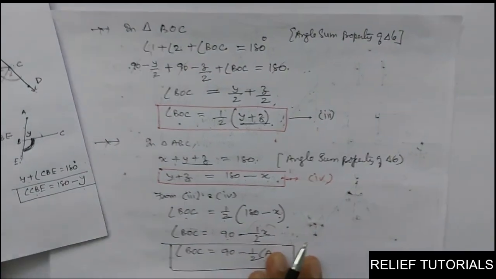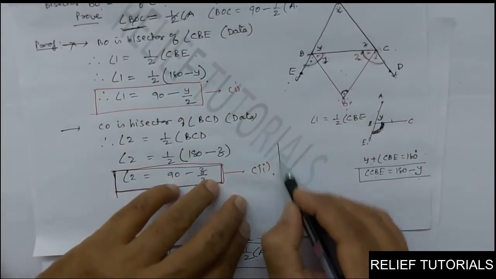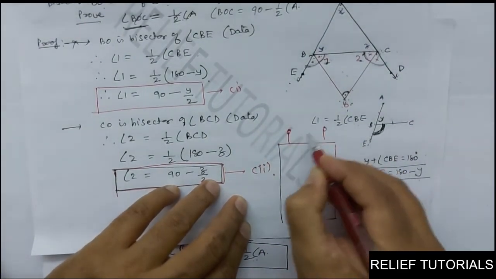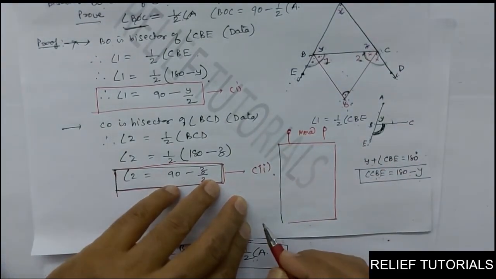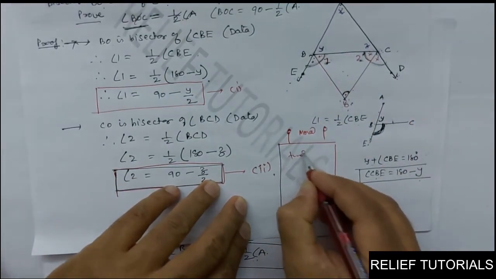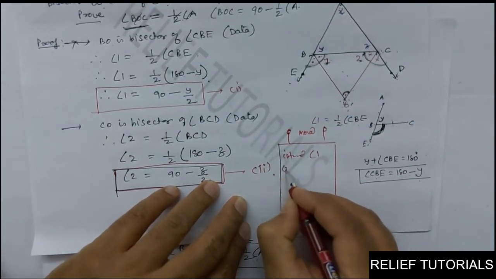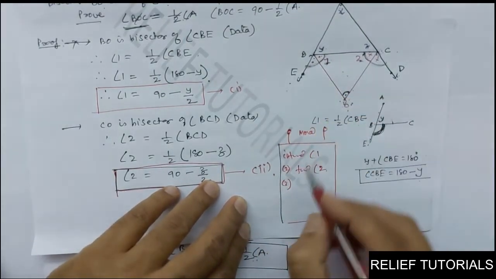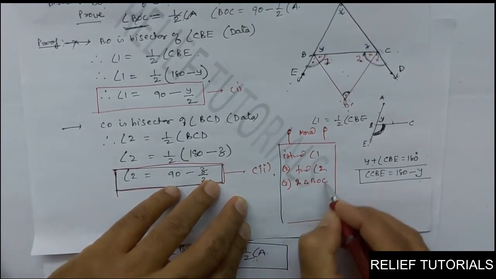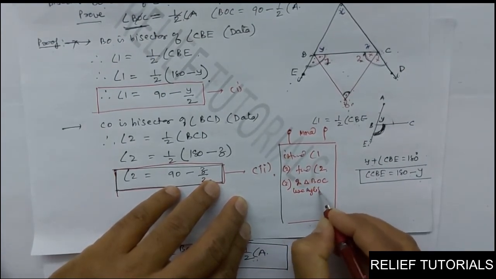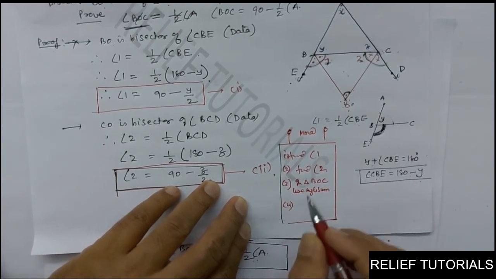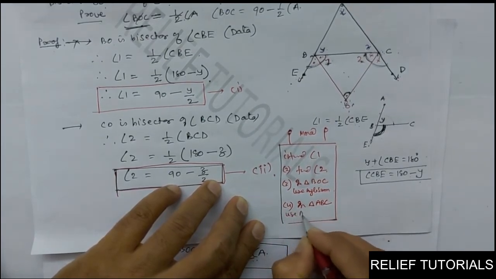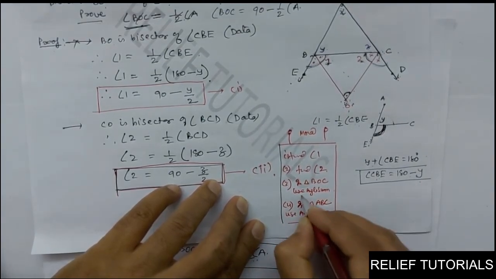Have you got it, friends? So what is the moral of this story? See, what is the moral of this story. First step, we will find angle 1. Second step, find angle 2. Third step, use the angle sum property in triangle BOC. Then fourth, in triangle ABC, use the angle sum property.